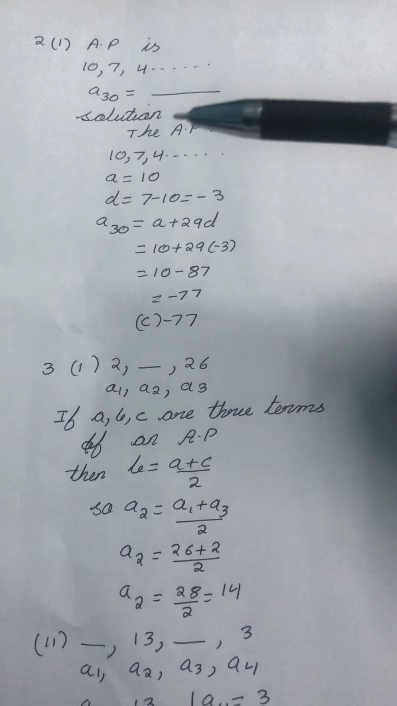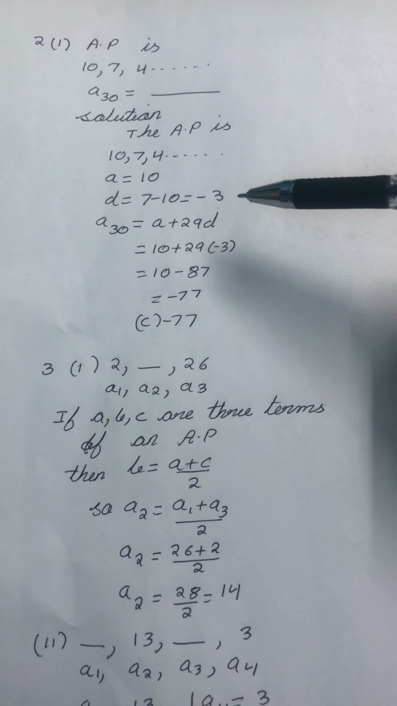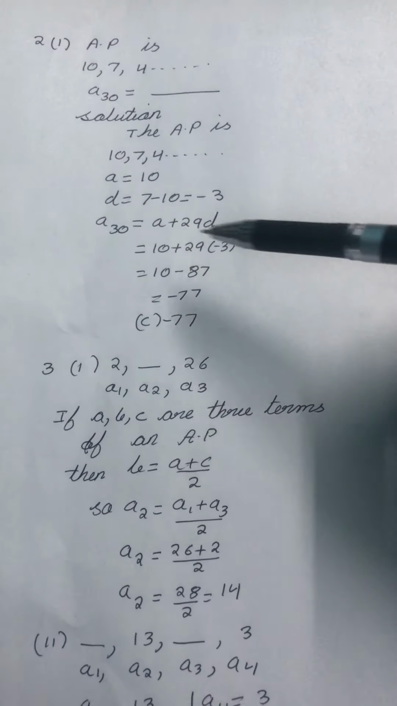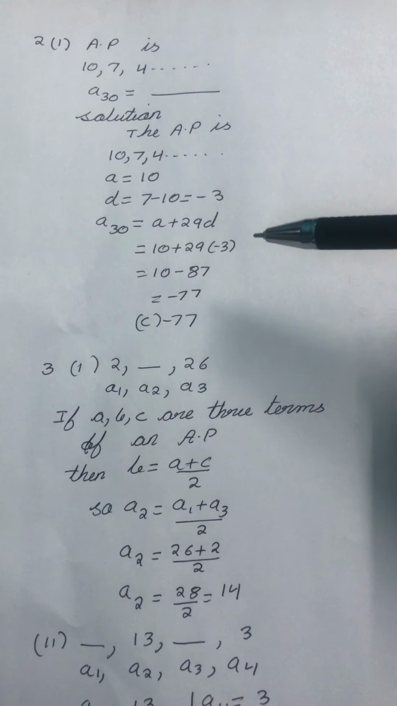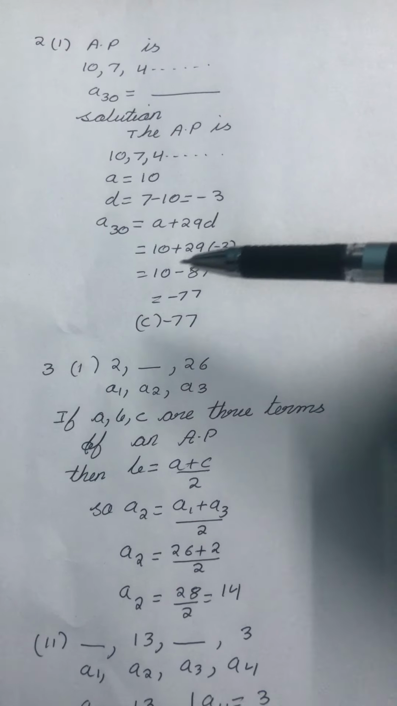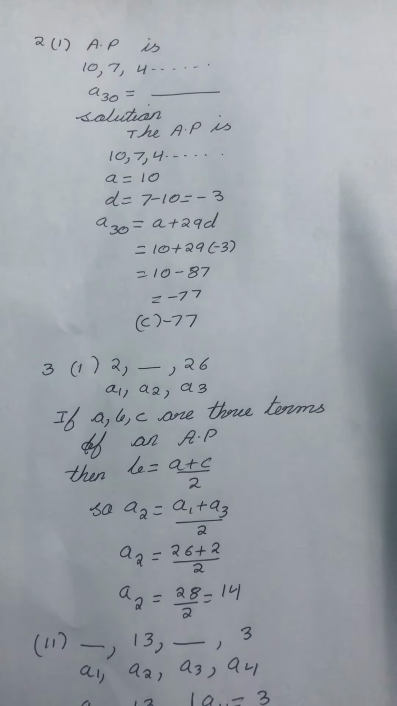About the common difference, we are done in exercise 5.1. So second term minus first term, so the common difference has come minus 3. We apply the general term formula A30 equals A plus 29D. Substitute the value of A, substitute the value of D. First we multiply. So the 30th term has come minus 77, and that was option C. So option C is the answer.